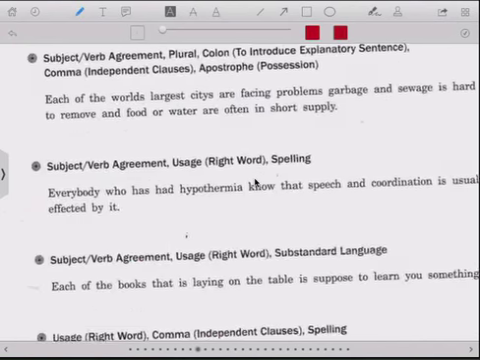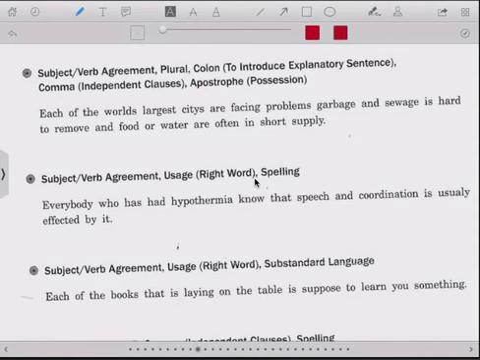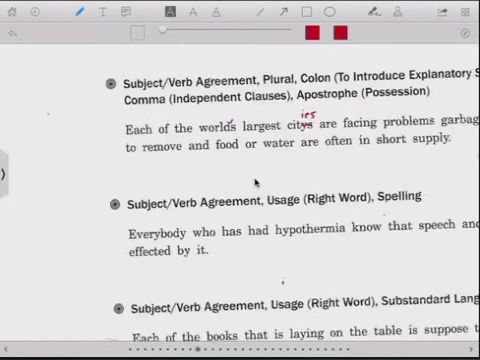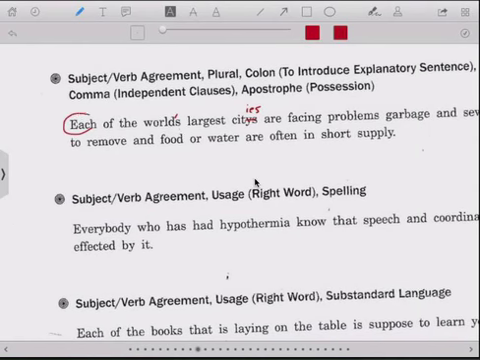Next one. Each of the world's largest cities. Whose largest city? The world's. The S is on there. World is possessive. Once again, cities, change the Y to I and add ES. And each is singular, so it's going to be "each is". And that's a time that you make that mistake when cities is plural right next to the verb. It's easy to say "cities are," but it's really "each is" facing problems.